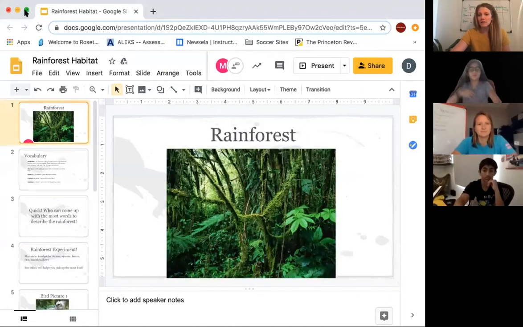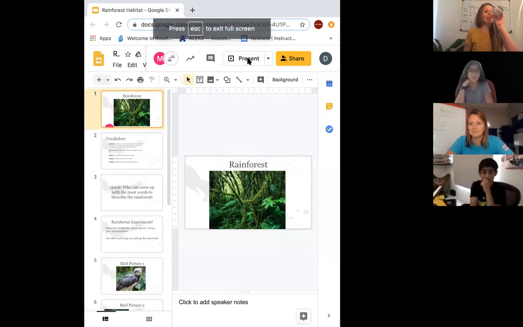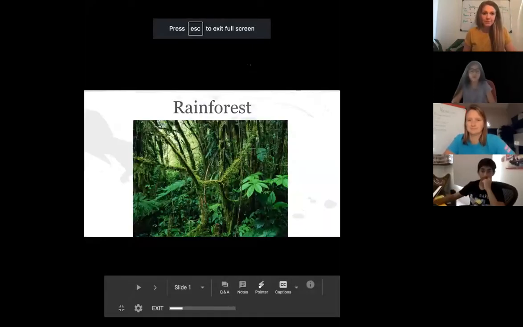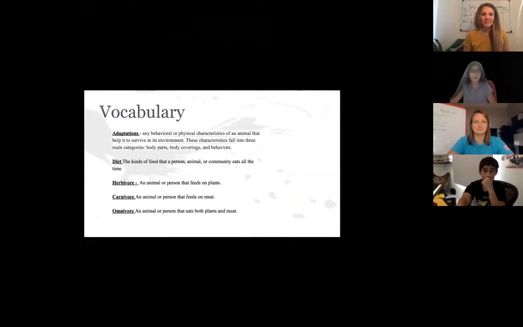Okay, so the first word we have is a review word, adaptations. We've done this every single time we explain vocab. So any behavioral or physical characteristics of an animal that help it to survive in its environment. These characteristics fall into 3 main categories: body parts, body coverings, and behaviors.